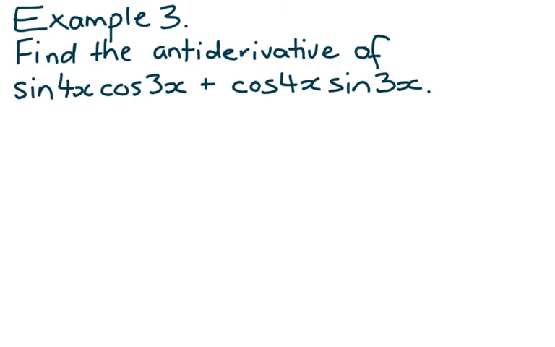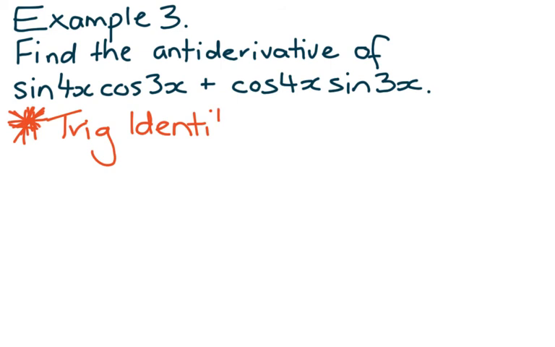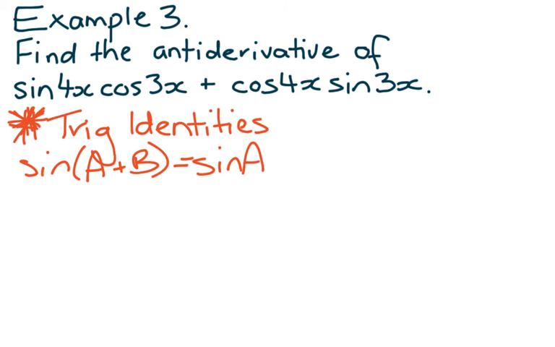The next question is: find the antiderivative of sine 4x cos 3x plus cos 4x sine 3x. Now, this one I'm just going to put a little star here because you may remember trig identities from Methods Units 1 and 2, and I hope you do. It is assumed knowledge in Methods Units 3 and 4. So the trig identity here: sine of A plus B is equal to sine A cosine B plus cosine A sine B.